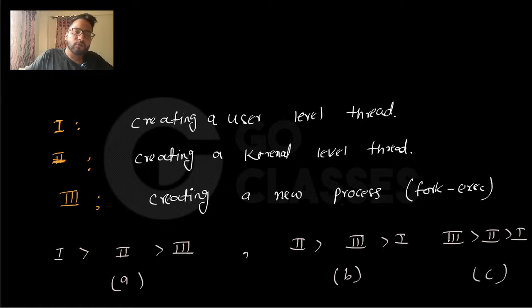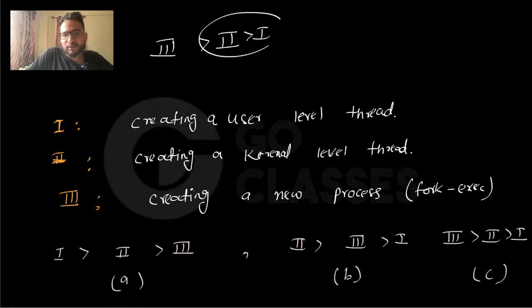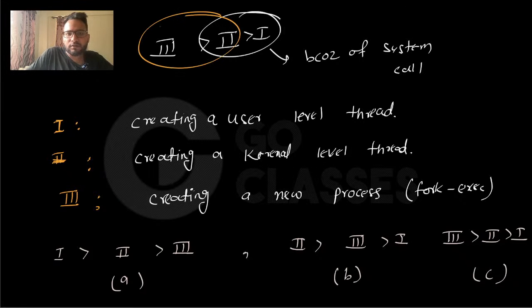Yes, 3 to 1. Why is creating a new process costlier than kernel level threads? Can anyone tell me why this third is greatest, why the third is greater than 2? Between second and one, you know the answer, because of system call involvement. But what is the relation between third and second?